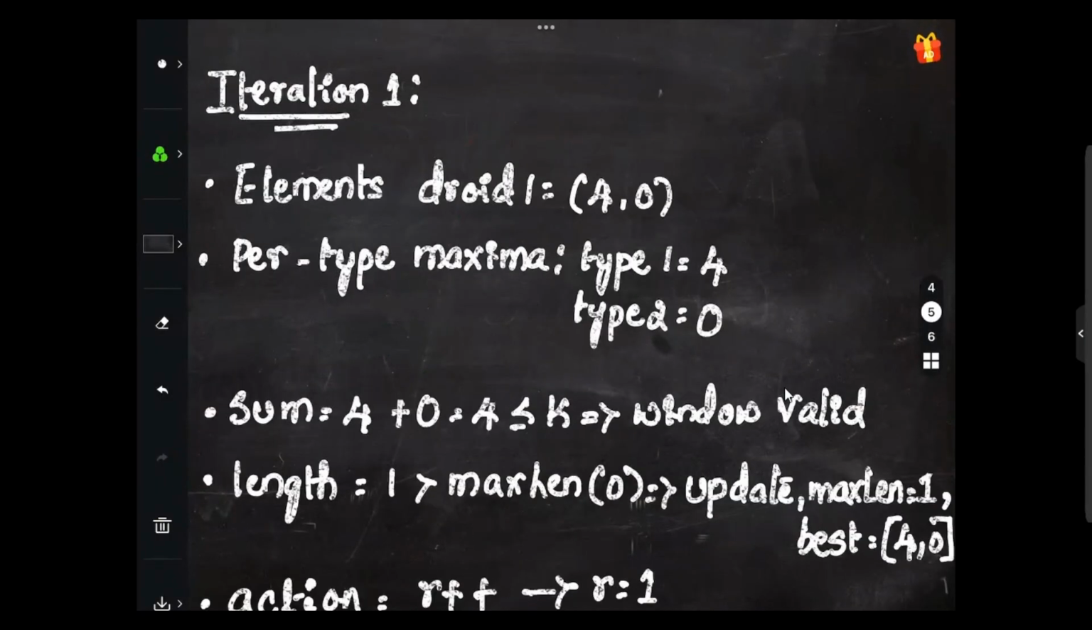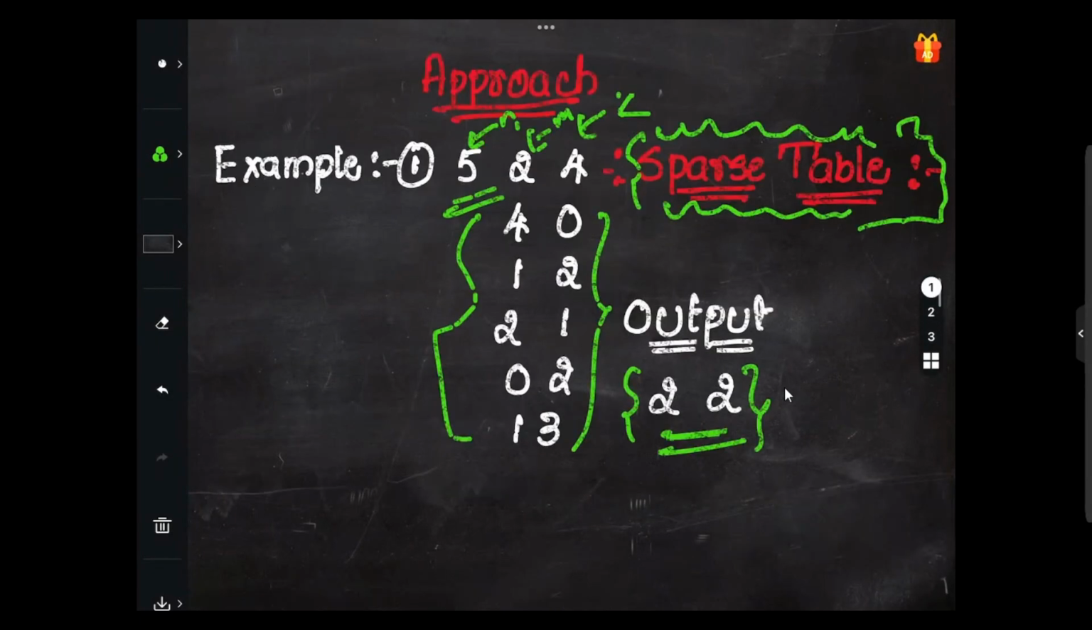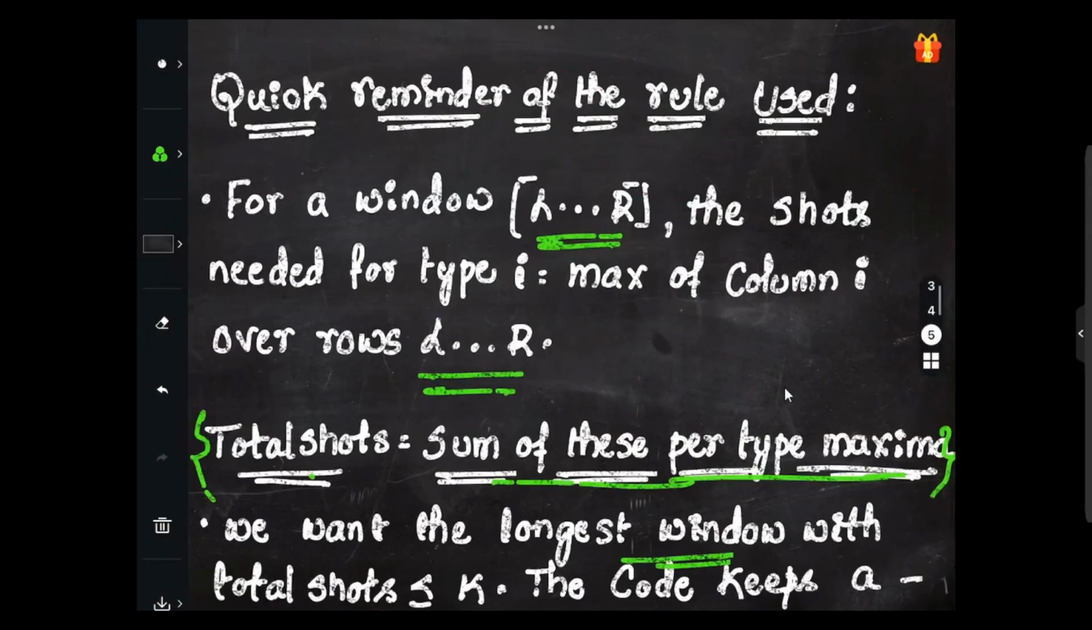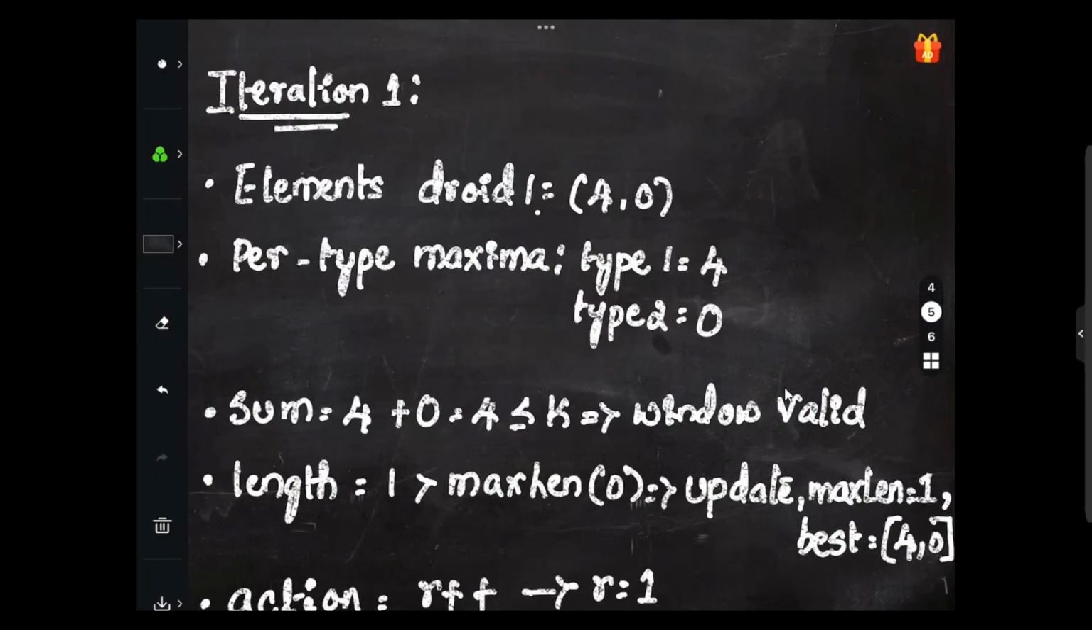So for element droid 1, we have 4 comma 0. The first droid we are considering here is this one, 4 comma 0. The per type maxima: type 1 equals 4, and type 2 equals 0.